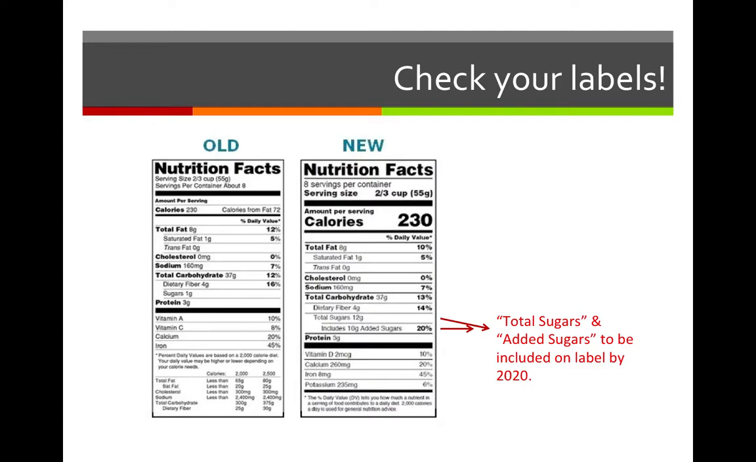So right now on the market, you may see the old label still in use, and then right next to that, you may see a different product with the new label in use. This label should make it a bit easier to determine how much sugar is added to your food rather than lumping it all in as total carbohydrate. So let me go back.